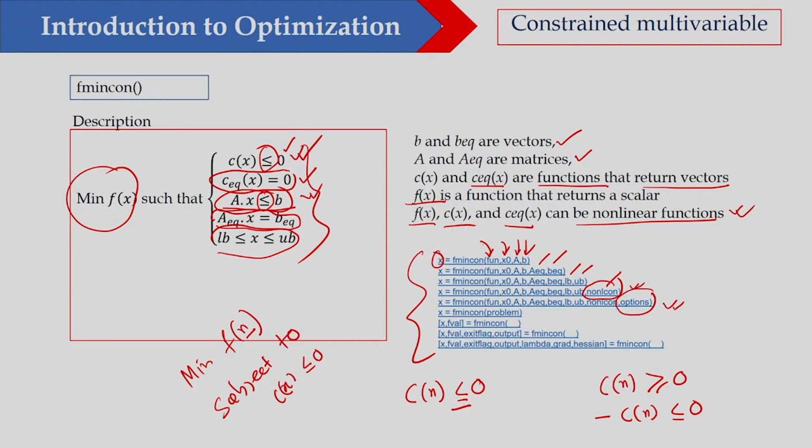So, if you are writing x, that means the optimal solution will be returned, and if you are writing x and f, in that case the optimal function value will also be returned. Similarly, I can see the exit flag and output, and I can also get other information like lambda, gradient, and Hessian from here.